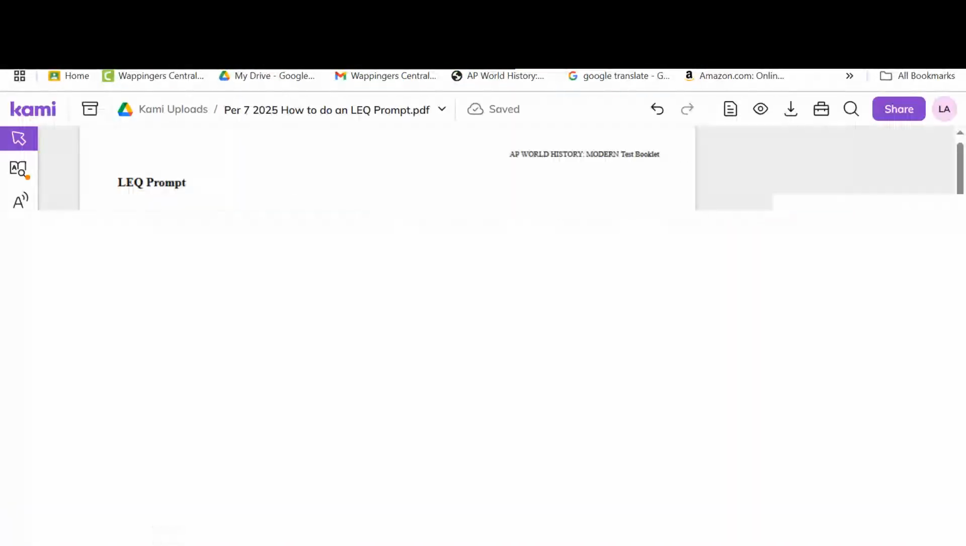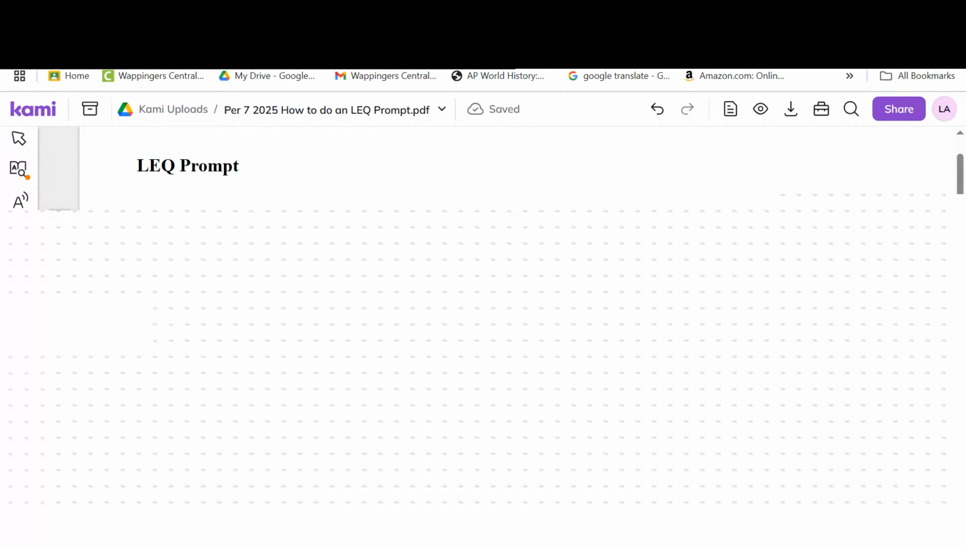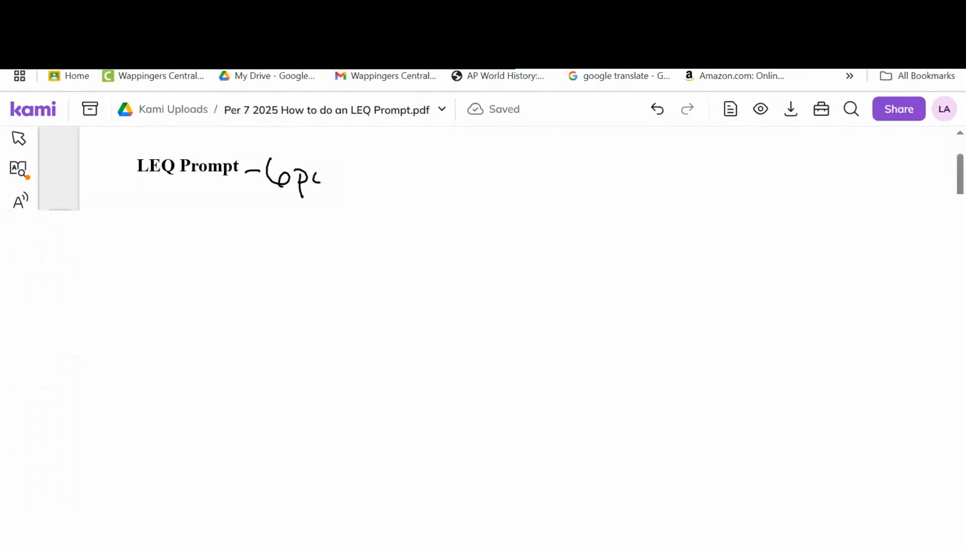Look at us go. So they're going to give you basically your rubric right here. How many points did we say an LEQ is out of? Six points, okay? If you want to, you can just write 6 points here. Mark this all up. Underline, highlight. We're going to start working on this document. So here are your six points, just to remind you.